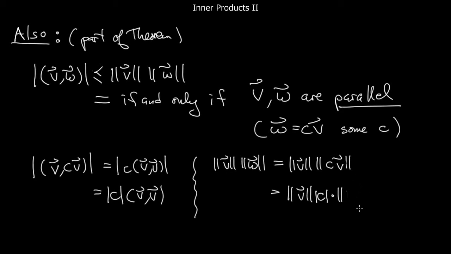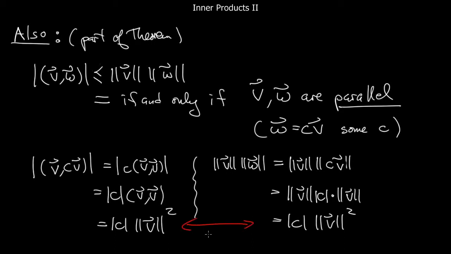Sorry, these w's are supposed to be v's here, excuse me. And that gives you the absolute value of c times the length of v squared. And the left-hand side is the same thing. So that's one direction of the if and only if. If they're multiples of each other, then you have equality here.